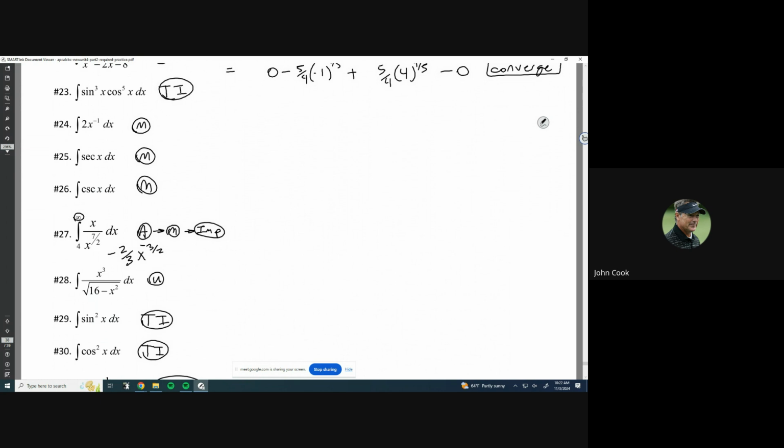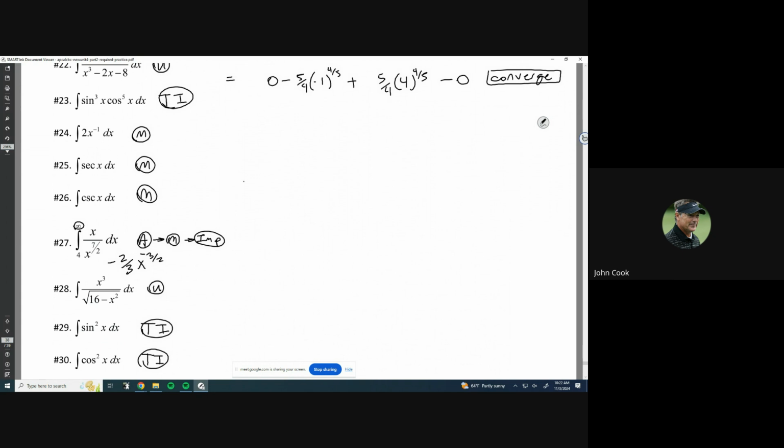Now it's just kind of about writing up the formalities and stuff. So integral 4 to infinity of x over x to the 7/2 dx. So I'm going to rewrite this using a limit as b goes to infinity of 4 to b, and then x over x to the 7/2 dx. When I do the antiderivative of this thing, I already know what that's going to end up being.